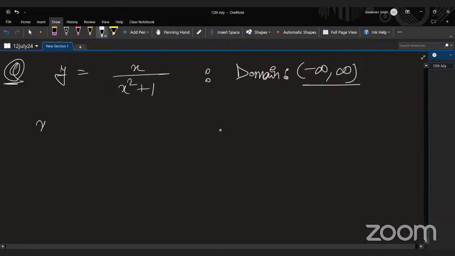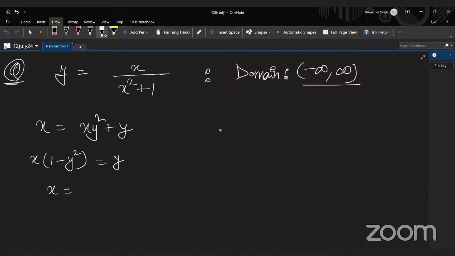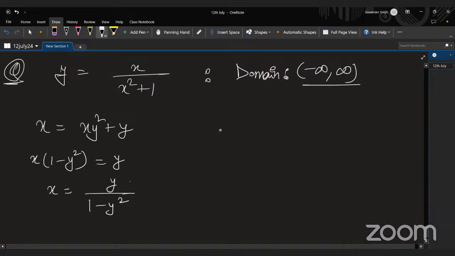So I wrote it as x is equal to xy square plus y. Then I can write x into 1 minus y squared is equal to y. So x will be, is there something wrong? x into 1 minus y square by y. So my x will be y divided by 1 minus y squared. So my x is equal to y divided by 1 minus y squared.